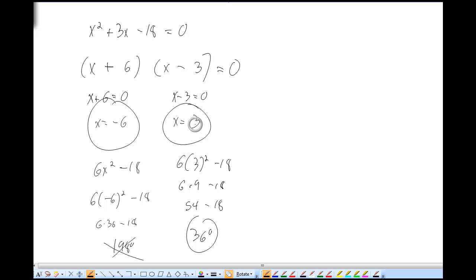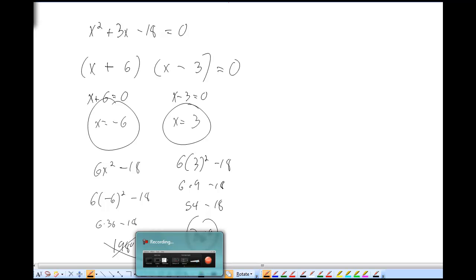So 3 is your solution, not the negative 6, because that would be impossible. Alright, so hopefully that clears things up.